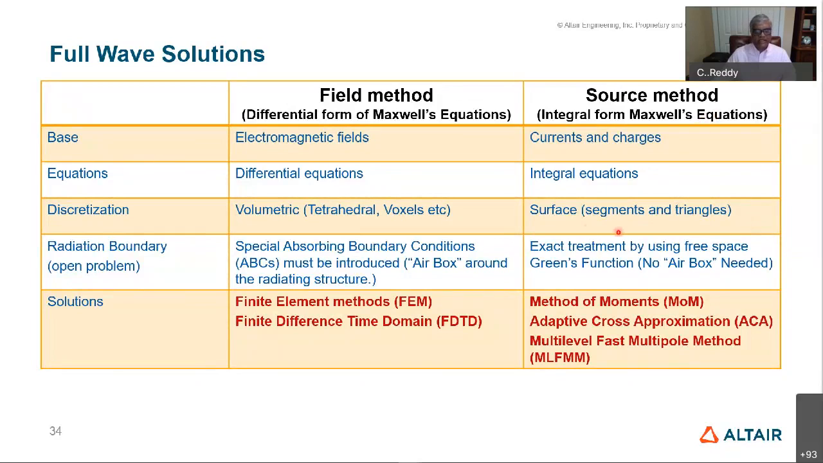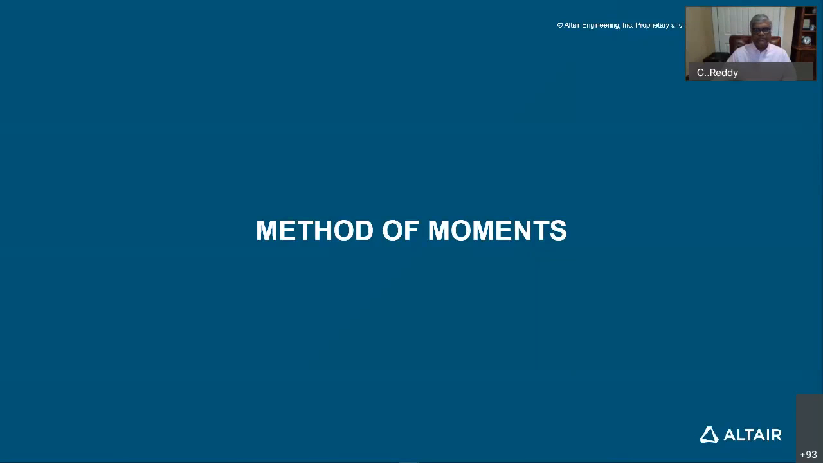This is an exact treatment of the radiation boundary condition because of the Green's function that we use, similar to what I showed you for the dipole example. So no airbox is required. That's one of the big advantages of using these methods. Method of moments, ACA, and MLFMM fall in that category. So let's take a look at them briefly.